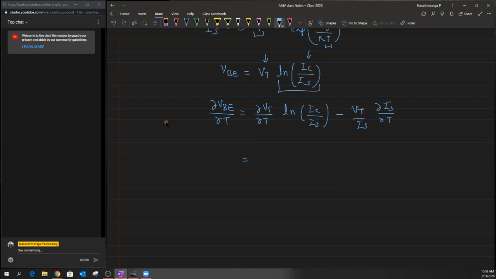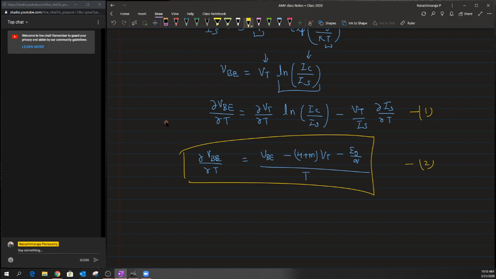let me also write the final expression without doing further derivations here. You can find all these derivations in your textbook, Razavi, but I just want to emphasize only the final point, which is the band gap energy divided by q divided by T, and that is what I have here as dou VBE by dou T. So here I have two terms. Let me mark this term as 1 and this term as 2, which is the final expression, and I'll first make some observations on this first expression, and later I'll move on to the observation points on this second expression. Okay.